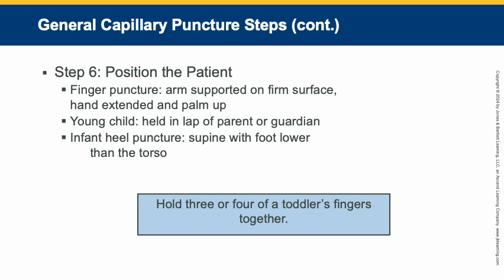Ask the patient which hand to use and select the non-dominant hand, if possible. If the patient does not have a preference, always select that patient's non-dominant hand. Position the patient's arm so that it is slanted downward to encourage blood flow to the hand and supported on a firm surface with the hand extended and palm up. For heel punctures, an infant should be lying face up with the foot lower than the torso so the force of gravity can assist blood flow.